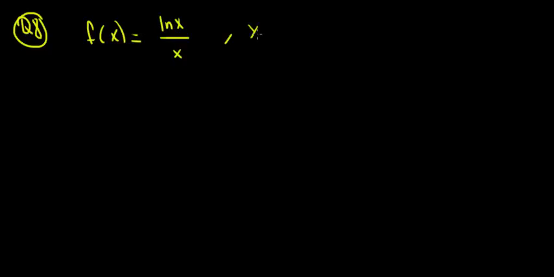Let's solve question 8. So in question 8 we still have our function f of x equals ln of x divided by x, and the domain is that x has to be greater than 0. Now the question is, on which range is our function convex? So what does convex mean?